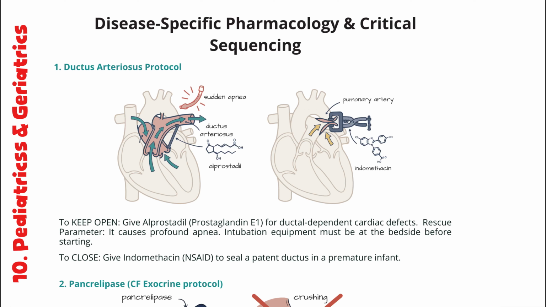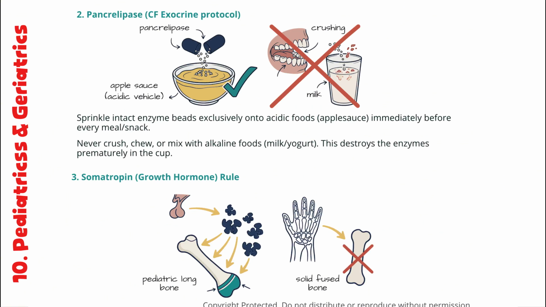To keep a ductus arteriosus open in a ductal-dependent cardiac defect, you give alprostadil, prostaglandin E1, but it causes profound apnea, so intubation equipment must be at the bedside before you even start the infusion. To close a patent ductus in a premature infant, you go the opposite direction with indomethacin, an NSAID. For cystic fibrosis, pancrelipase enzyme beads are sprinkled exclusively onto acidic food like applesauce, immediately before eating, never crushed, never mixed into milk or anything alkaline, because that destroys the enzyme before it even reaches the gut.